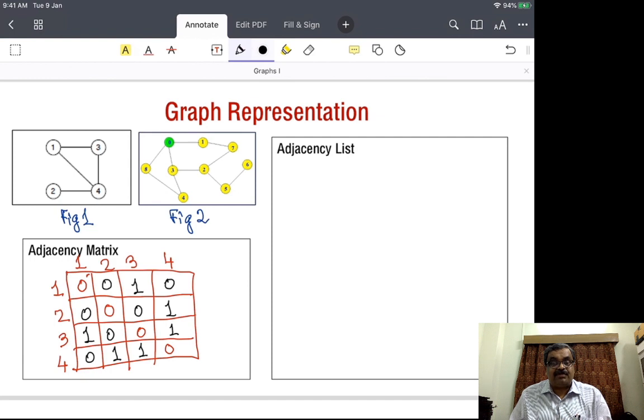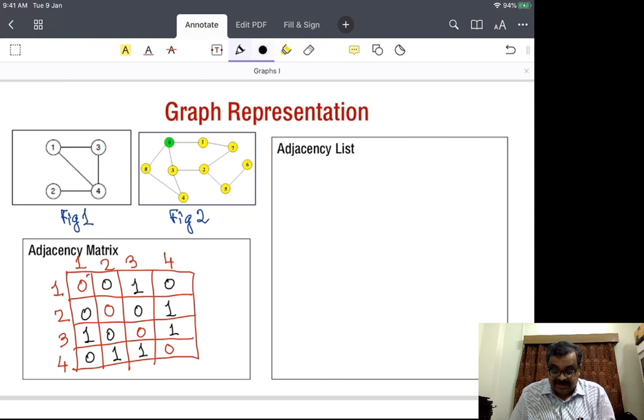The maximum number of edges that can be there in an undirected graph is nC2, and therefore you can choose any two nodes and there can be an edge between them. The other representation, which is especially useful when there are many vacant places in the matrix, that means the number of edges is not as large, is called an adjacency list.